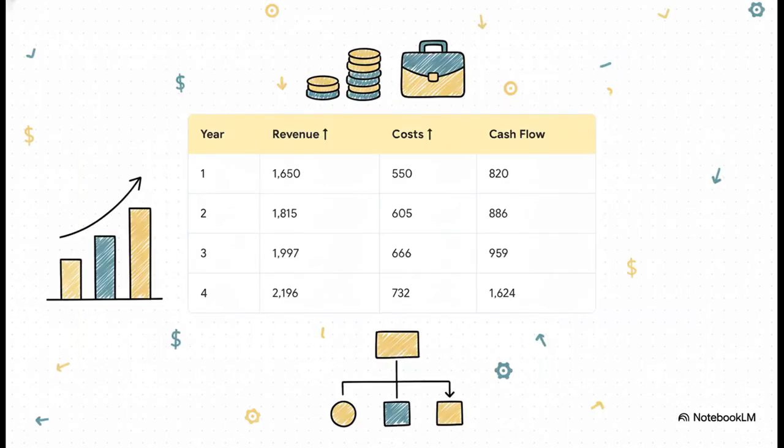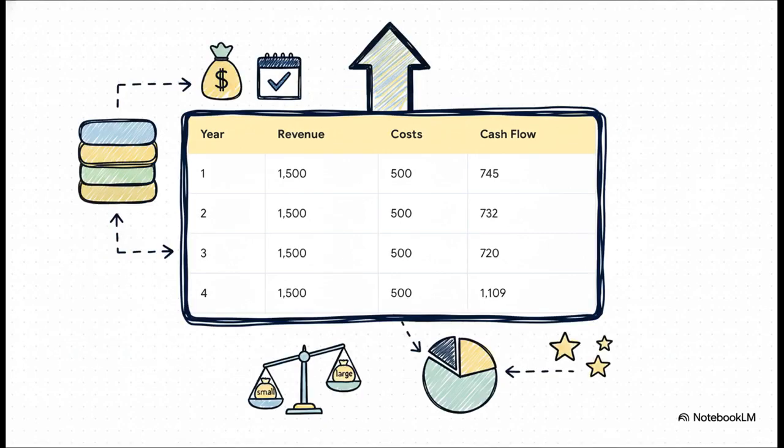Let's take a look at the nominal method first. So with a 10% expected inflation rate, you can see right away that both revenue and costs are climbing up every single year. This is a picture of the actual inflated dollars the company would be seeing on its financial statements down the road. Okay, now let's flip over to the real method.